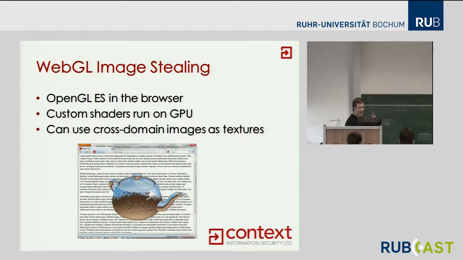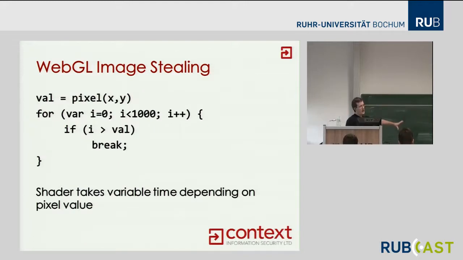But the two particularly interesting things are, first of all, it is possible from JavaScript to write shader code, and this is code that runs on the user's GPU. And secondly, it was possible to load images from other domains into the 3D scene as textures. And what was then possible was to write a shader which would run on this texture, on this image that has been loaded from another domain.